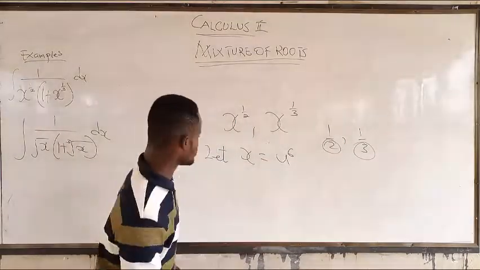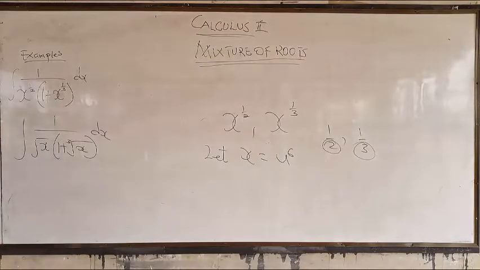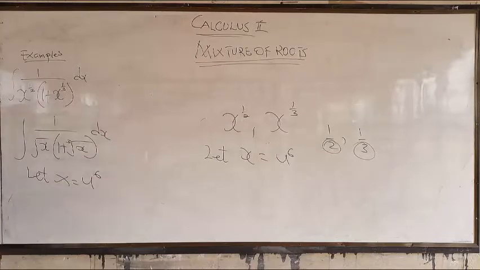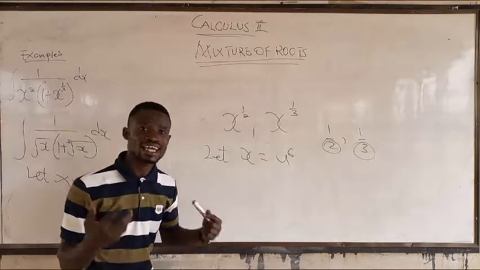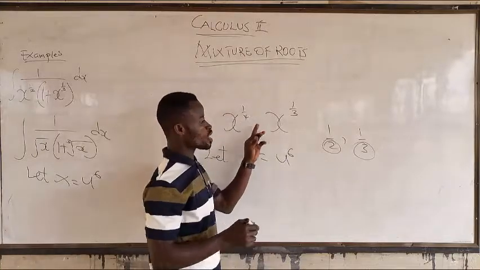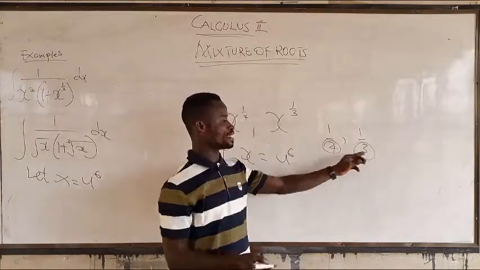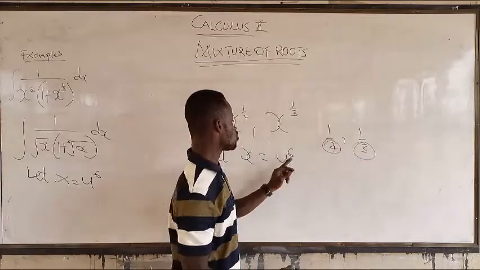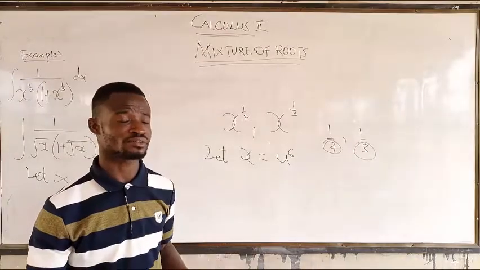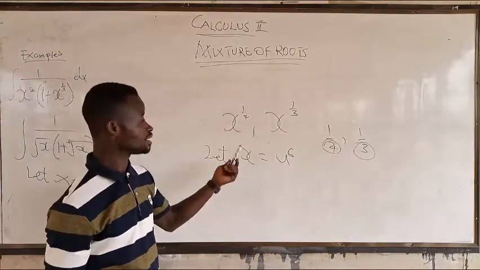Let's come back to calculus. So here we let x be equal to u raised to the power 6. That is where it's coming from. Even if here is 4, the LCM of 4 and 3 will be 12. Here will be power 12. No matter how huge the number is, just write it there.